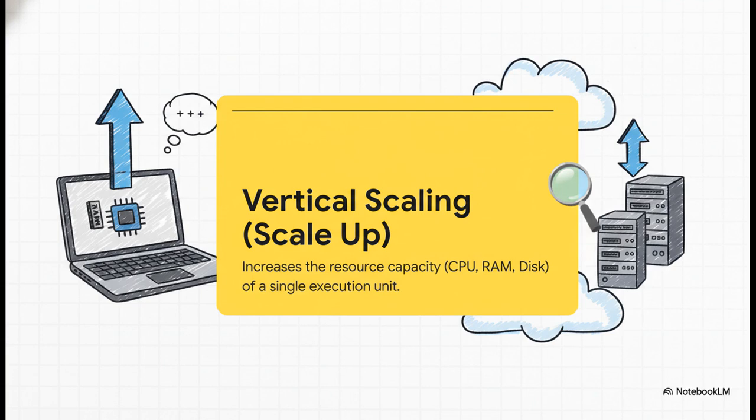And the best way to think about it is like upgrading your own computer. You know, when your laptop gets slow, you don't go out and buy a second laptop to run alongside it, right? No, you add more RAM or you get a faster processor. You're just making that one single machine stronger. In the cloud, this is as easy as clicking a button to get a bigger server with more CPU cores and a ton more memory.